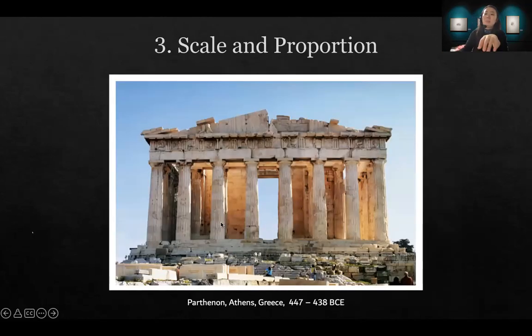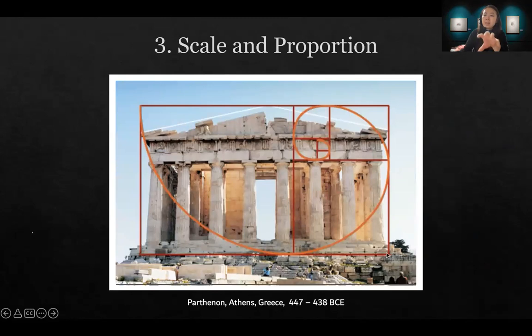This is the Parthenon in Athens, Greece, built between 447 BCE and 438 BCE. It was dedicated to the goddess Athena Parthenos, or Athena the warrior maiden. This is the most typical architecture to use the golden section.